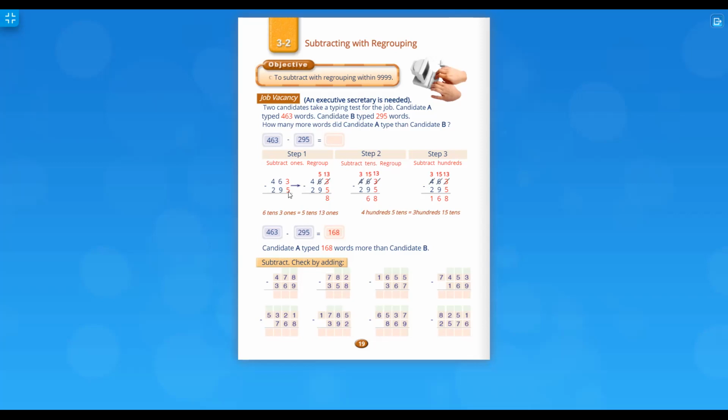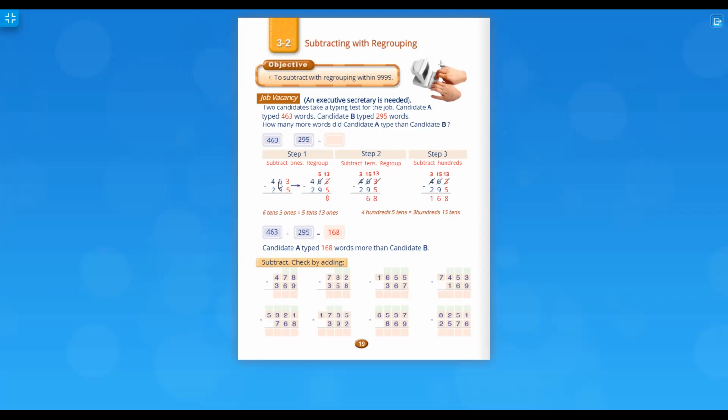Who is the greater number, 5 or 3? 5, yes. So we can't subtract 5 from 3. Can we? No, we can't. So we will go to the next door and ask him for help. Knock, knock, 6. Can you help me? Yes, I can. I am so generous. I will give you one of my value. What is the value of number 6 in the tens digit? The value of number 6 in the tens digit is 60.